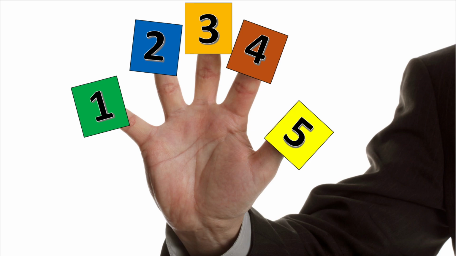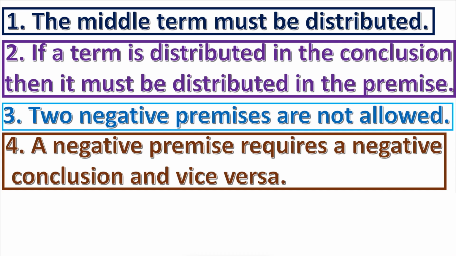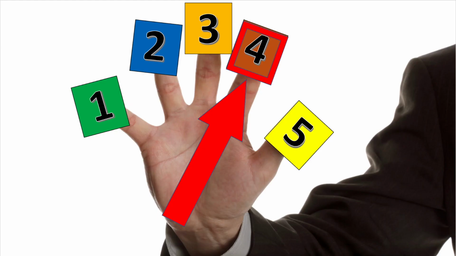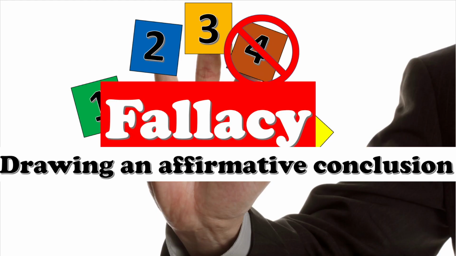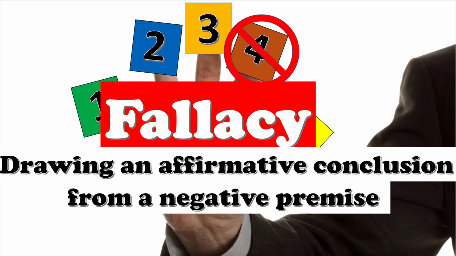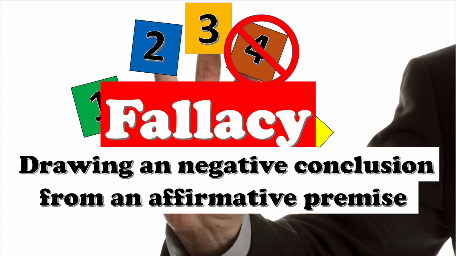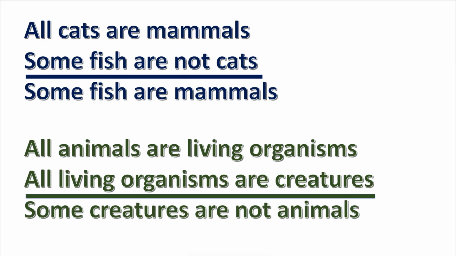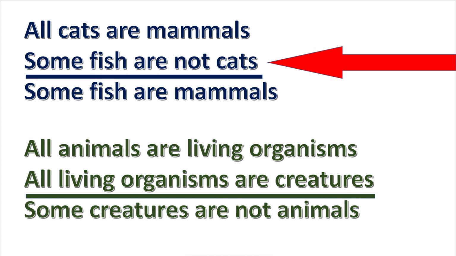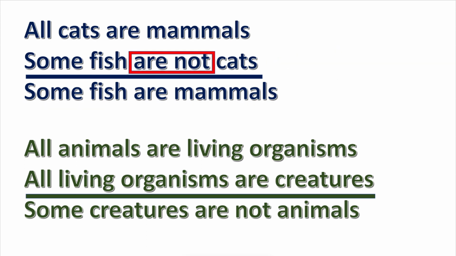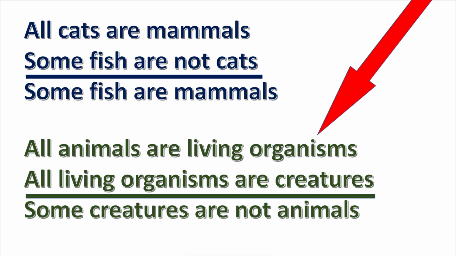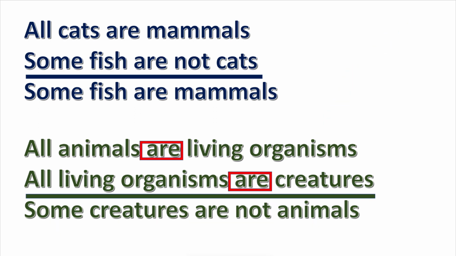Next, Rule 4. Rule 4 says that a negative premise requires a negative conclusion, and a negative conclusion requires a negative premise. If this rule is broken, then the fallacy of drawing an affirmative conclusion from a negative premise is committed, or the fallacy of drawing a negative conclusion from an affirmative premise is committed. Now here's two examples of the fallacies. Notice this syllogism draws an affirmative conclusion from a negative premise. This syllogism draws a negative conclusion from an affirmative premise.